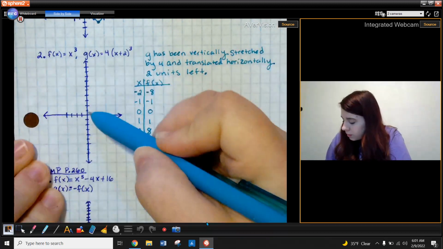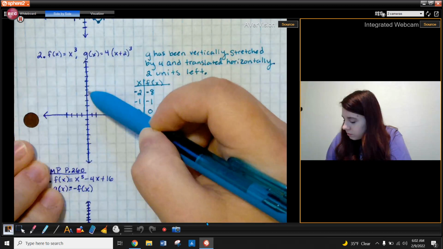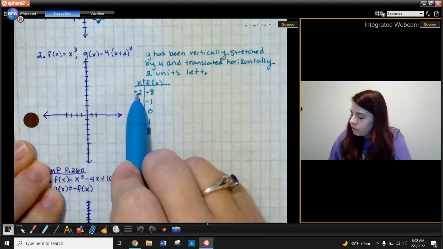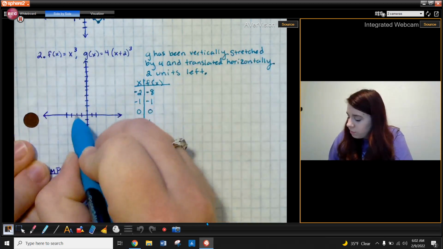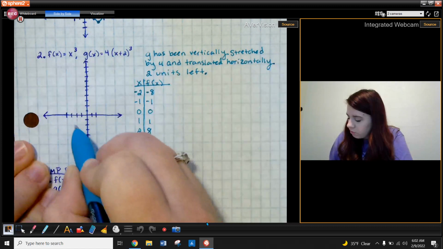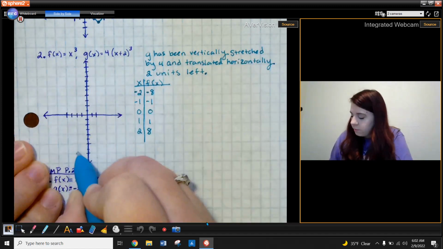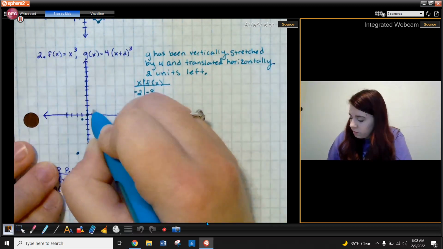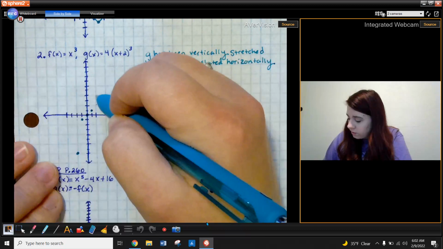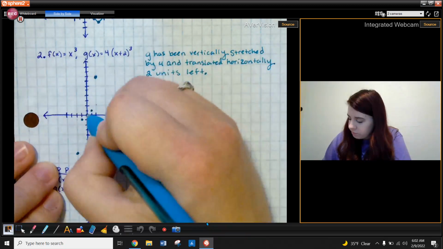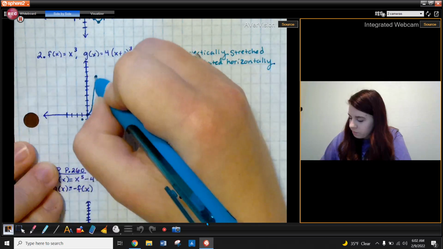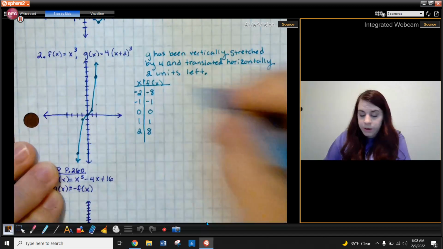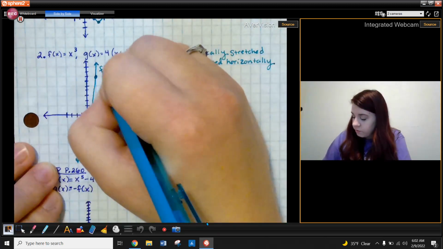Let's see, how big did I make this? 1, 2, 3, 4, 5, 6, 7, 8. I made this a little bigger than I needed to. But when I plug these in, this will be a -2, -8. So 2, 4, 6, 8. Here we have -1, -1. 0, 1, 1, 1, and then 2, 4, 6, 8 this way. So this is my f of x right there. Okay.